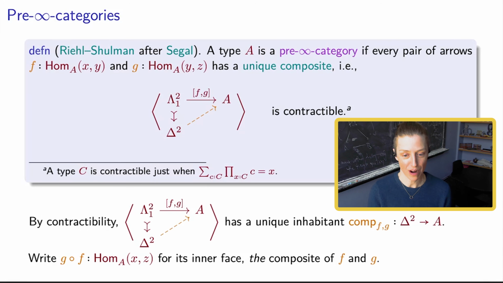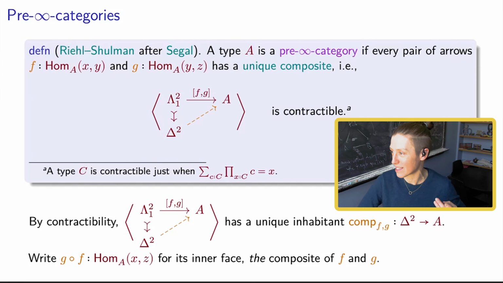So when this condition is satisfied, when I have a contractible type, I get to project out a center of contraction. And that's giving me in particular this map from this 2 simplex into A. I think of that as being the composition witness. And if I restrict to the other edge, now I'm going to get an arrow from X to Z in A, and I'm going to denote that by G composed F, and that's how you define the composition function.